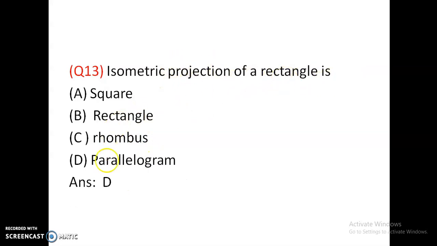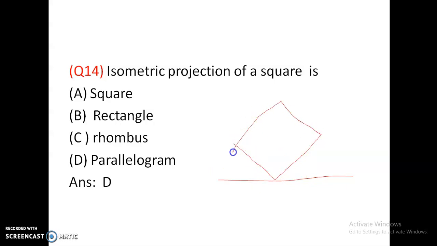Isometric projection of a rectangle is a parallelogram. You should draw a 30 degree line, then the isometric projection of a rectangle is a parallelogram. Okay, so option D is correct. Isometric projection of a square is a rhombus. Okay, option C is correct, not D. Option C is correct.